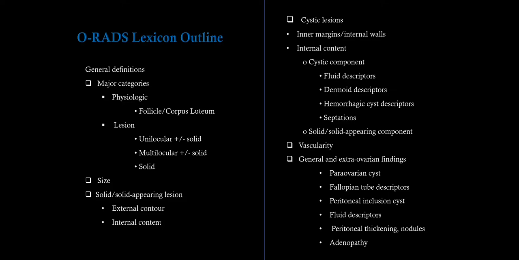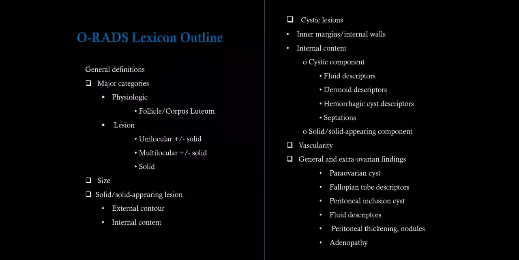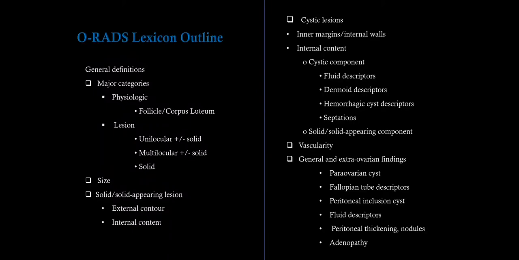The cystic lesions have to be described with their inner margins and internal component. In the internal component, the cystic and the solid component have to be described. The cystic component has certain very classical descriptors, like for the dermoid or the hemorrhagic cyst. Otherwise, we have to describe the fluid and the septations. We also have to give a category for the vascularity, and if there is an extra-ovarian finding, that has to be described, like the classical descriptions for the para-ovarian cyst, fallopian tube, peritoneal inclusion cyst, descriptors used for fluid, peritoneal thickening or nodules, and adenopathy.